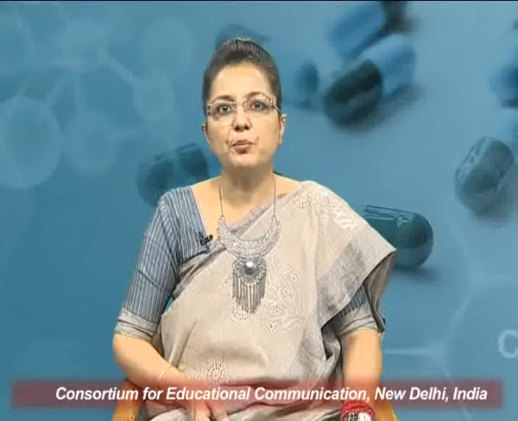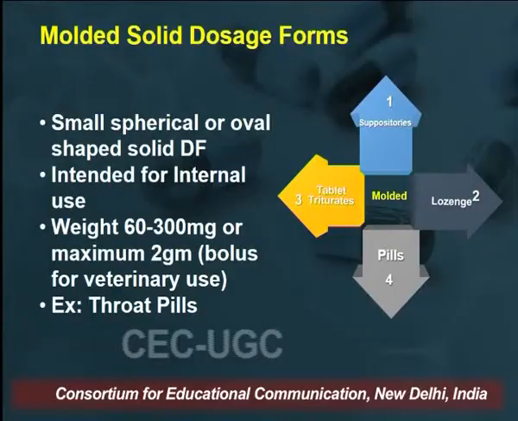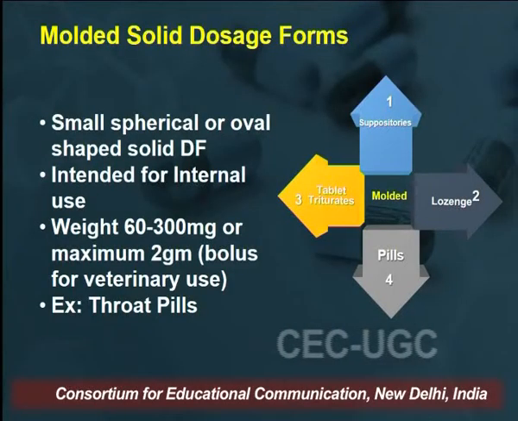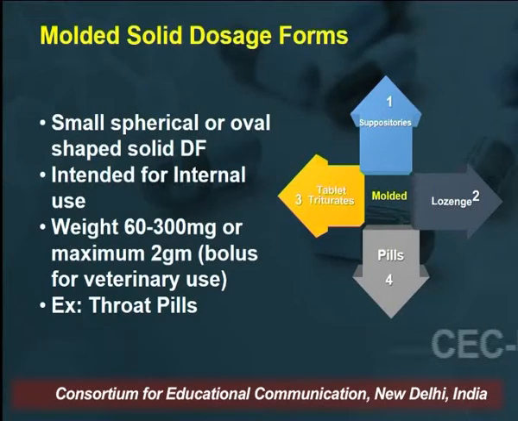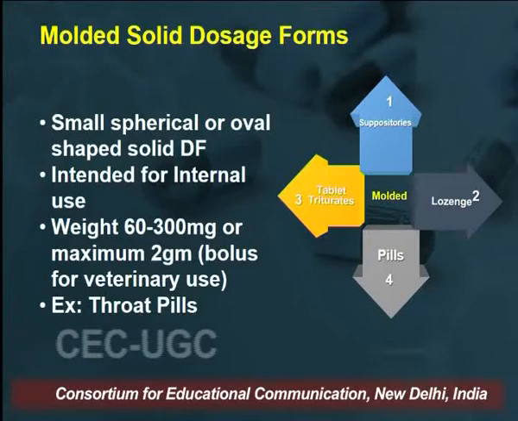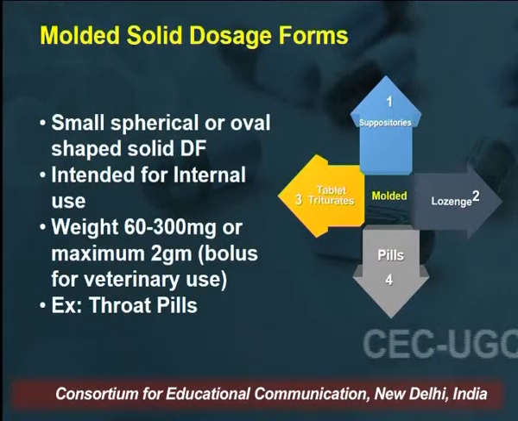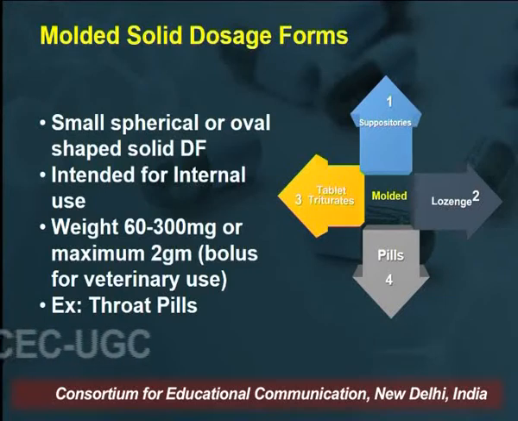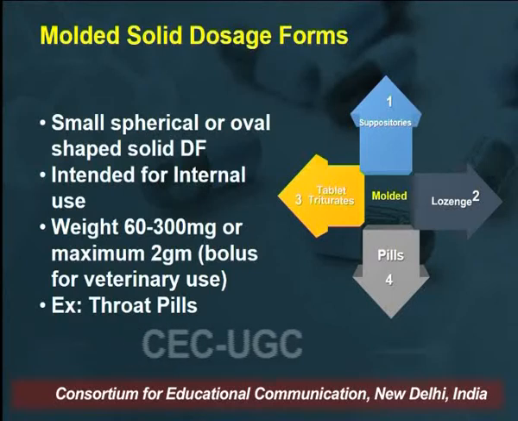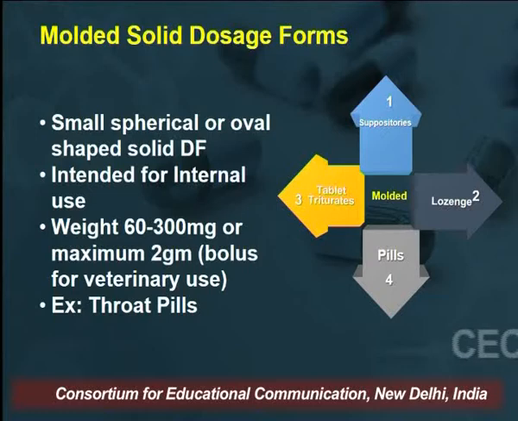The next type of categorization under molded solid dosage form is the pill. Pills are small, spherical or oval shaped solid dosage forms. They are intended for insertion into the body or for internal use. Generally, a pill weighs 60 to 300 milligrams and sometimes it can go up to 2 grams. Now 2 grams is generally intended as a bolus for veterinary use. The typical example under pills are throat pills.